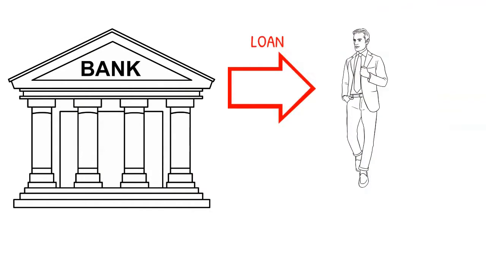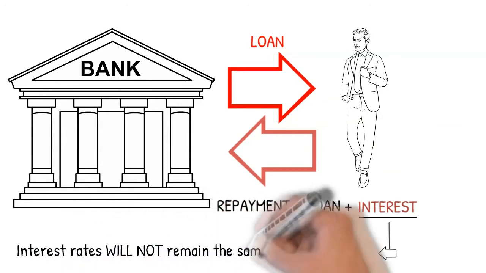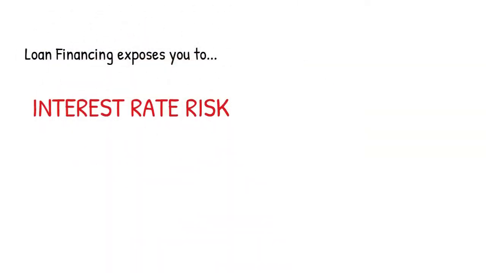When you take a loan, you will have to pay it back. However, the repayment amount will actually be higher than the amount you borrowed. This is because the bank will charge you interest on the loan. The interest rate will not be the same throughout the loan period. It will fluctuate, potentially causing you to pay higher monthly installments. As such, using loan financing will expose you to interest rate risk.